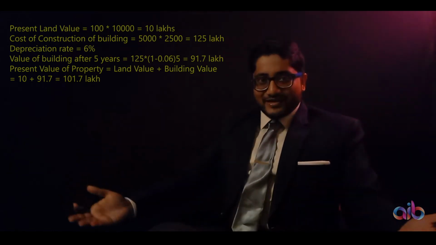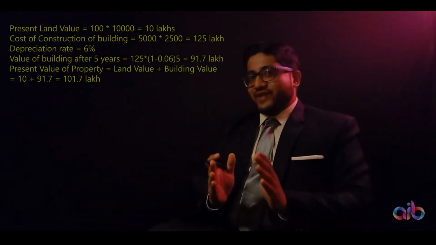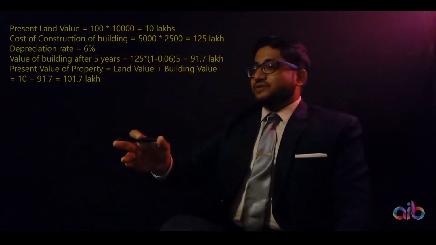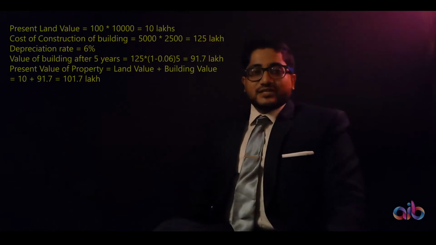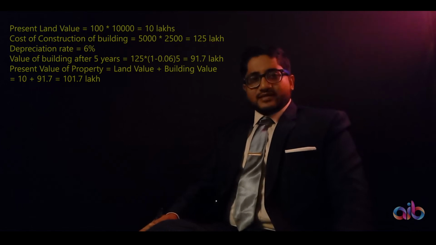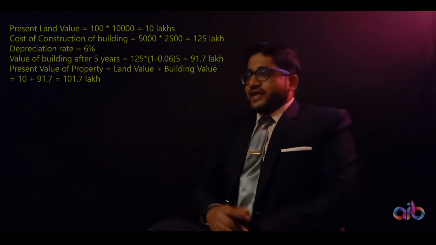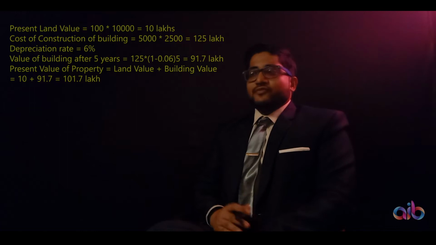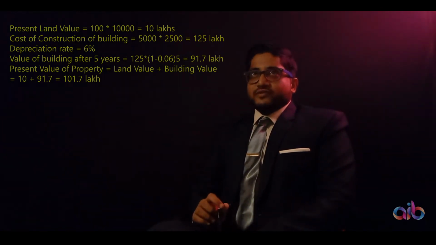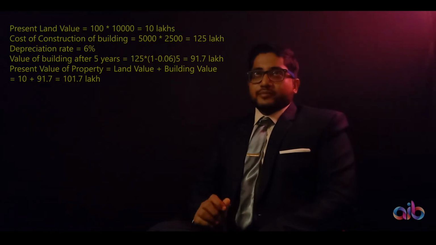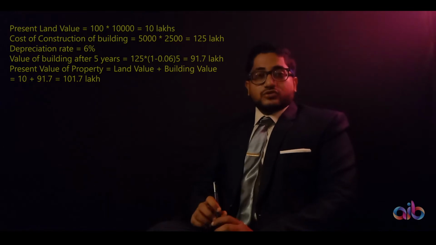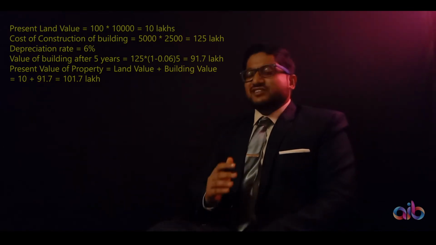So you can't calculate depreciation of land, so you have to take that value into account as is. Next you have the rate of construction, which is 2,500 rupees per square meter and 5,000 square meters of constructed area of the building. So if you multiply 5,000 into 2,500, you're going to get 1.25 into 10 to the power 7, if I am doing the math right. Yes, so you're going to get 1.25 crores worth of constructed building.